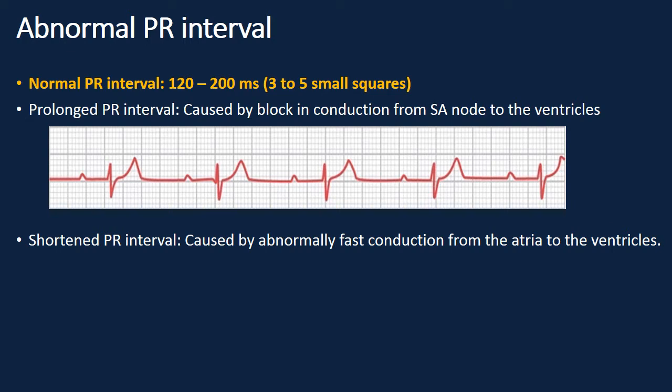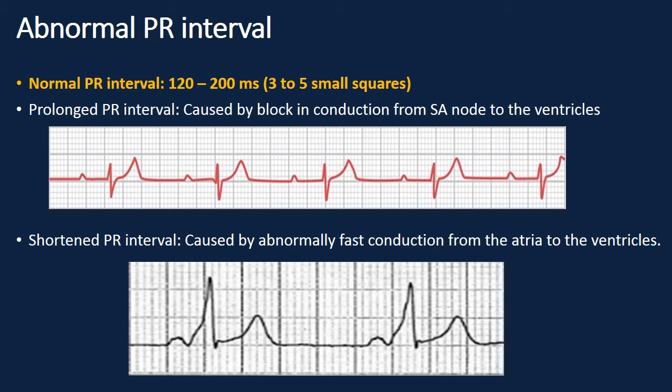Shortened PR interval is caused by abnormally fast transmission of that wave of depolarization from the atrium to the ventricle, so it's going really quick. And this usually occurs in a condition like Wolff-Parkinson-White syndrome, where apart from the normal circuit, you also have an additional wiring that connects the atrium to the ventricles directly. So you won't get that AV node delay because it's not present in that additional circuit. So the wave of depolarization will just travel from the atrium to the ventricle straight away. So that will lead to shortened PR interval.